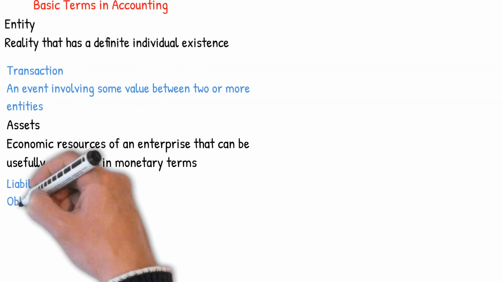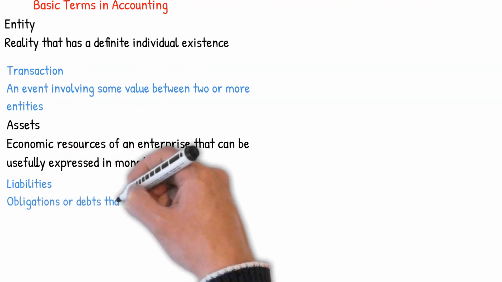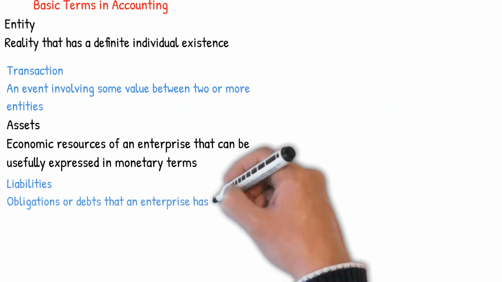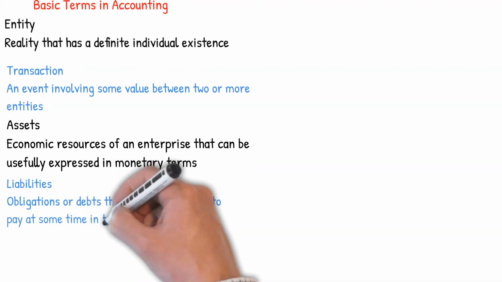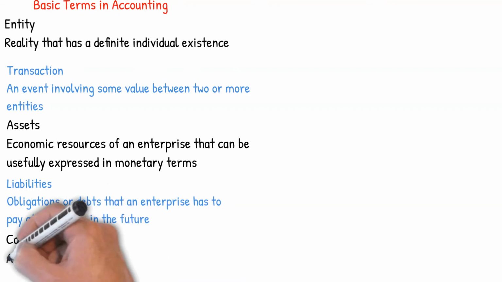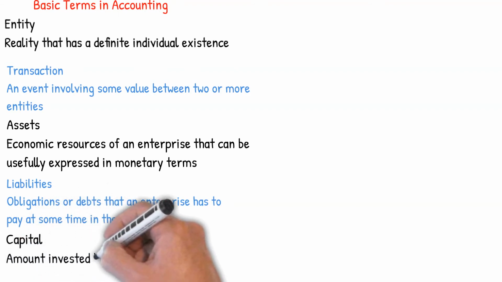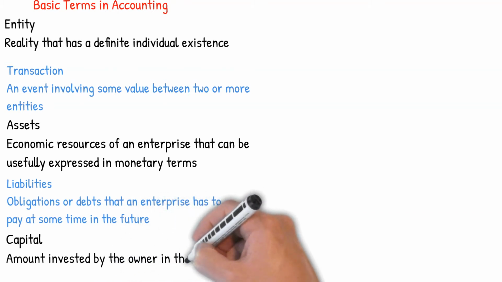Liabilities. Liabilities are the obligations or debts that an enterprise has to pay at some point in time in the future. They represent creditors' claim on the firm's asset. Capital. Amount invested by the owner in the firm is known as capital. It may be brought in cash form or in asset form.